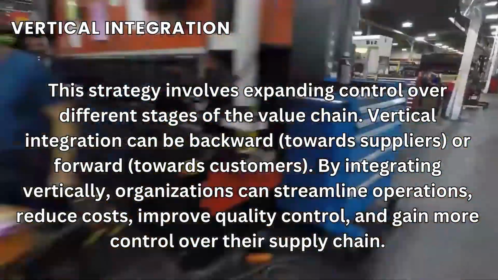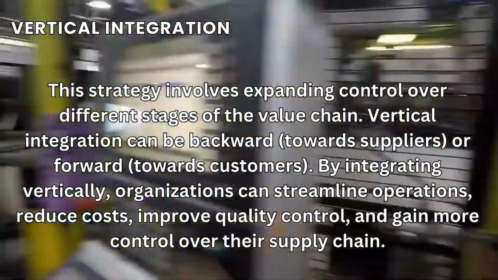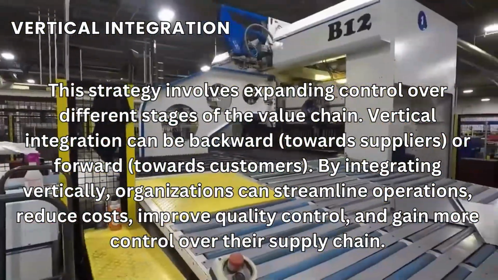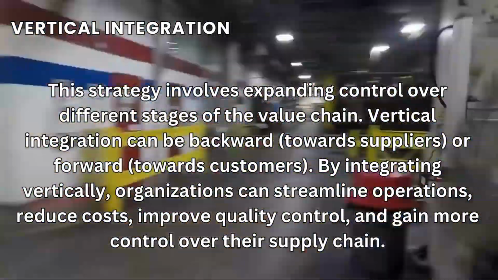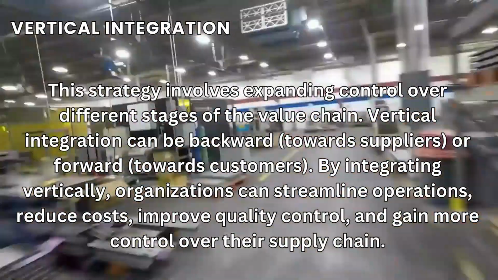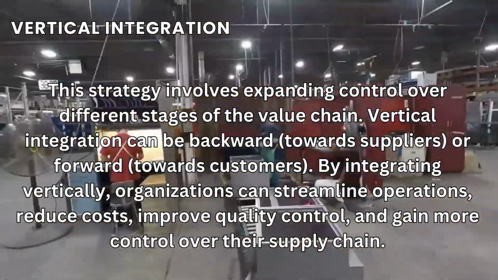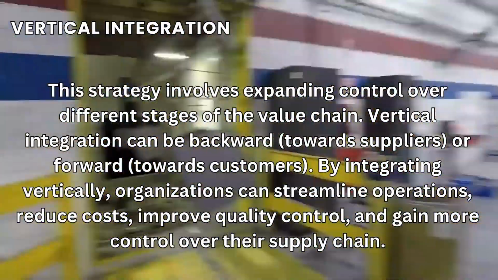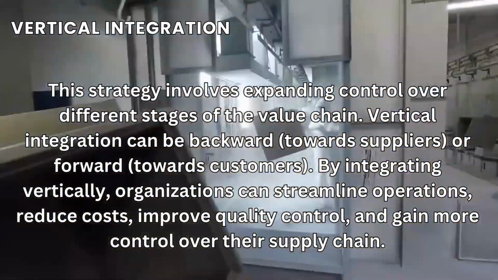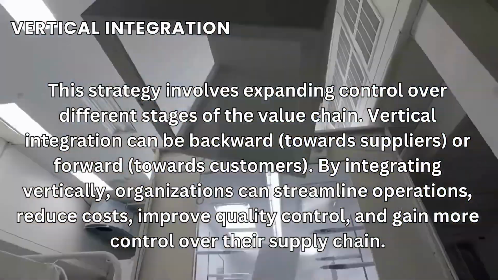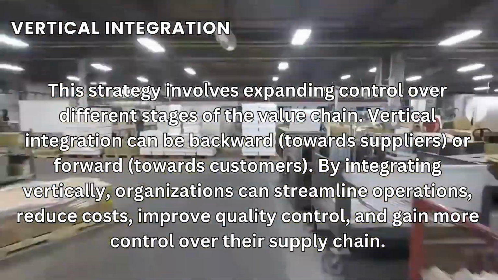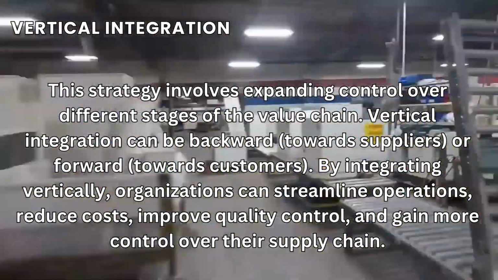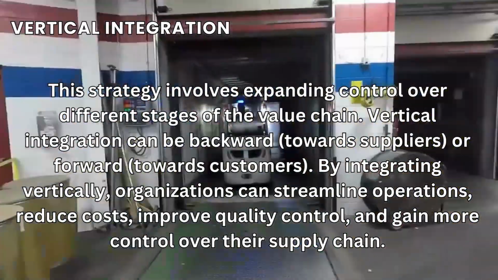In order to sustain multi-business advantage, vertical integration involves expanding control over different stages of the value chain. Vertical integration can be backward, toward suppliers, or forward, toward customers. By integrating vertically, organizations can streamline operations, reduce costs, improve quality control, and gain more control over their supply chain.